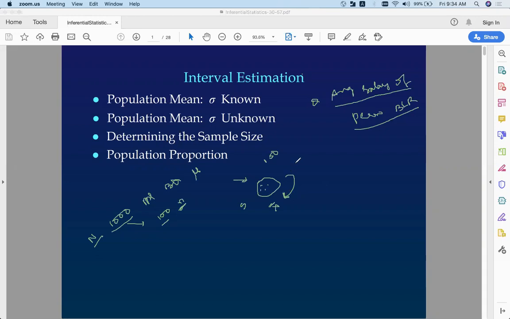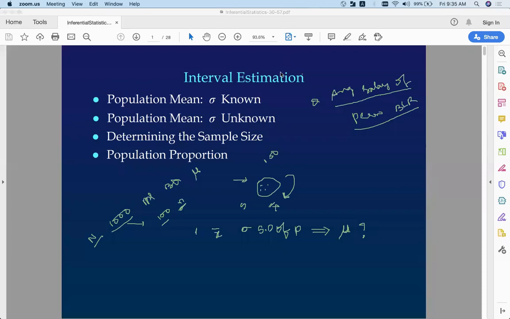So there are two situations. Situation one is, you know x bar, which is the sample mean, and you also know sigma. Sigma is the standard deviation of the population. And what are you trying to infer? You're trying to infer the population parameter, which is the average, mu. Mu is what you are trying to figure out.